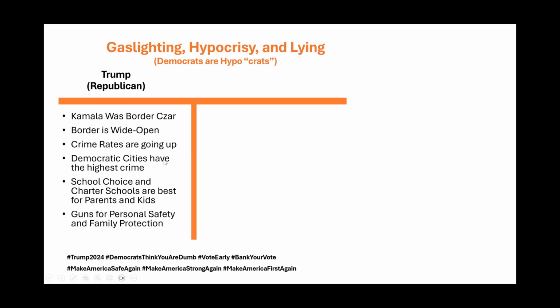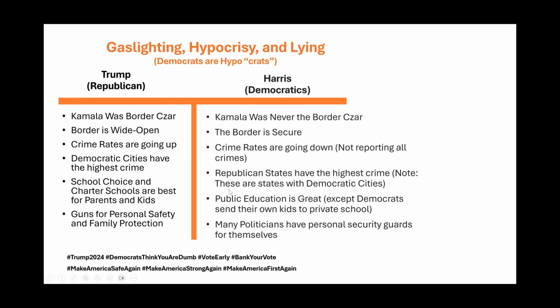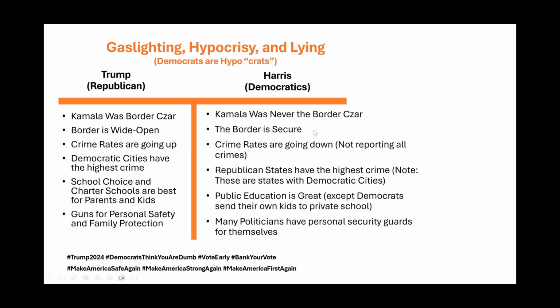Trump and Republicans: Kamala was a border czar. The borders are wide open. Crime rates are going up. Democratic cities have the highest crime. School choice is good for your kids. Harris and the Democrats: Kamala was never the border czar. Border secure, crime rates are going down. Republican states have the highest crime.